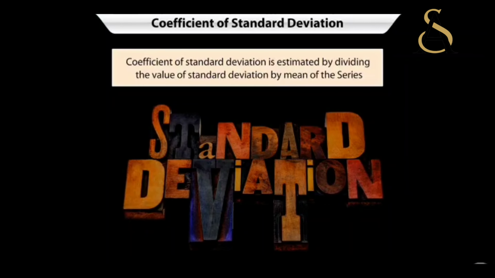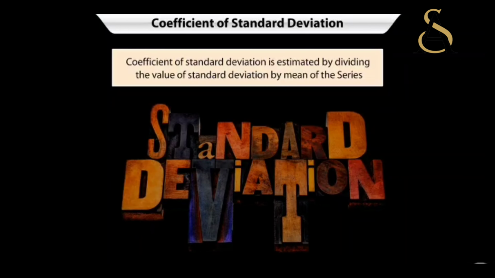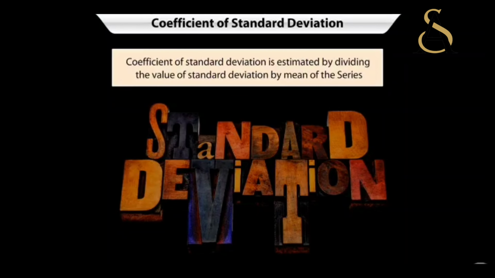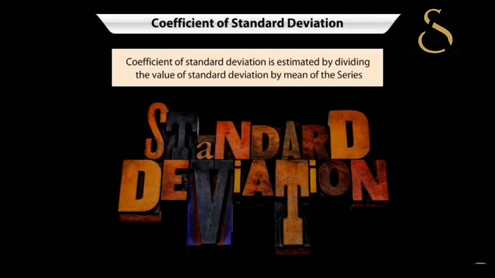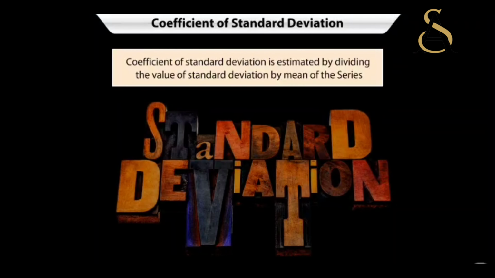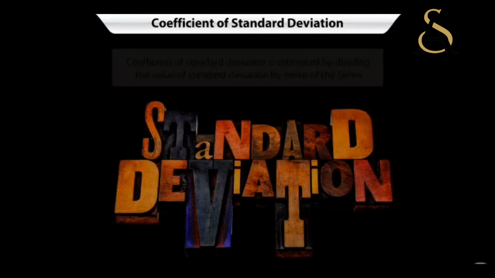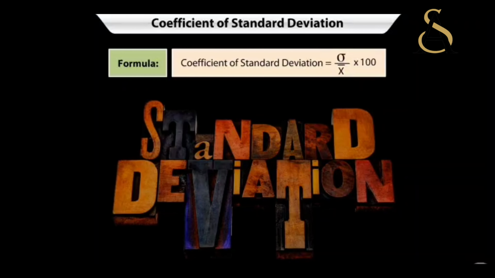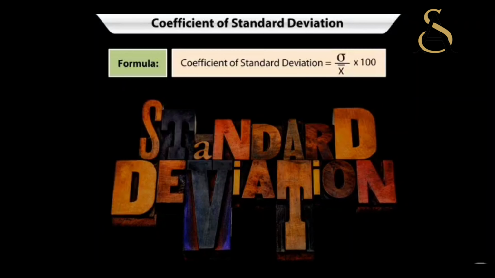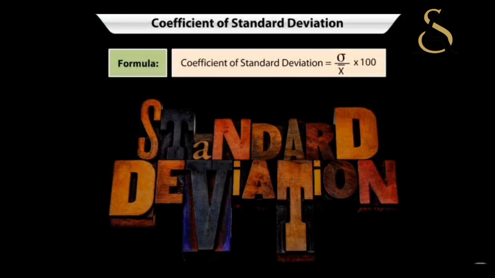As in the case of coefficient of mean deviation, coefficient of standard deviation is estimated by dividing the value of standard deviation by mean of the series. Formula: coefficient of standard deviation is equal to sigma upon mean of series into 100.